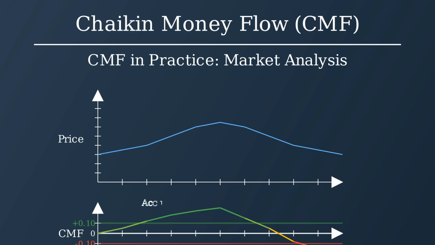When CMF is above the positive 0.1 threshold during an uptrend, it confirms accumulation and buying pressure. Conversely, CMF readings below negative 0.1 during a downtrend confirm distribution and selling pressure.